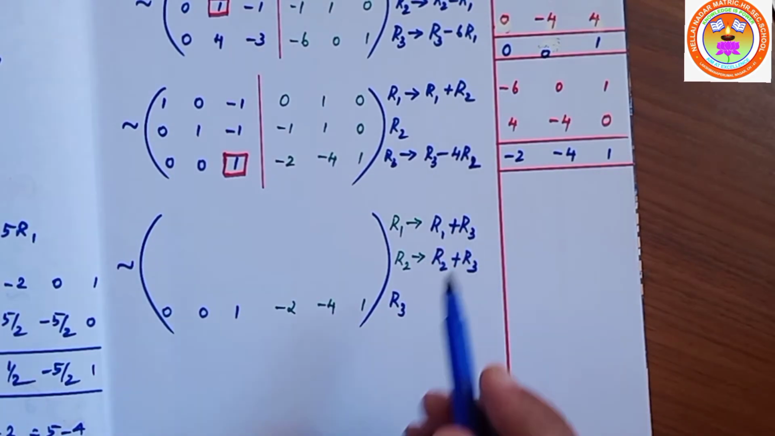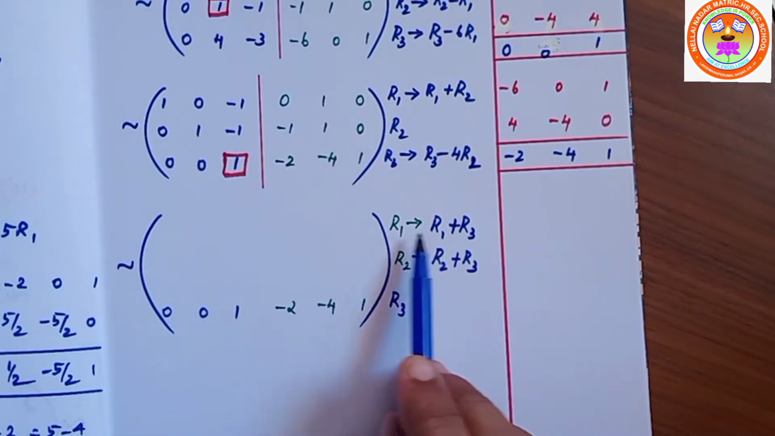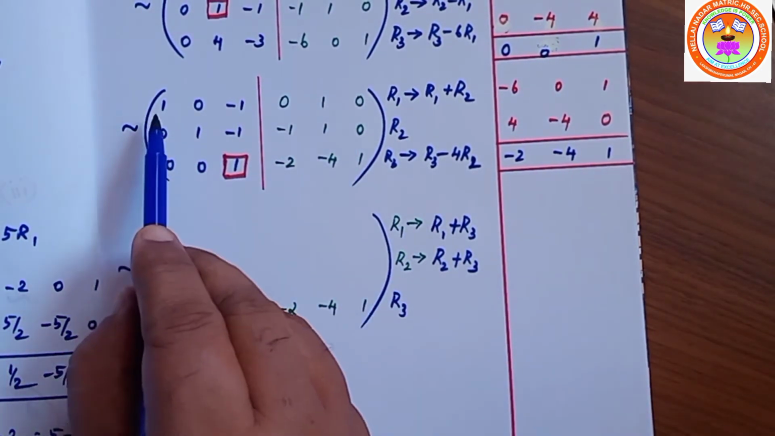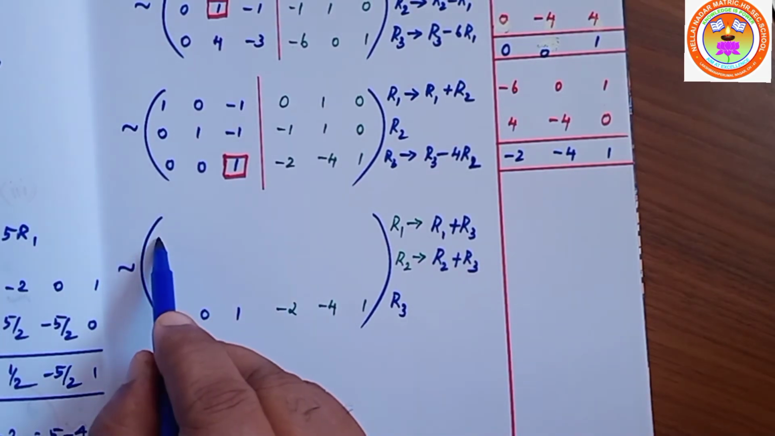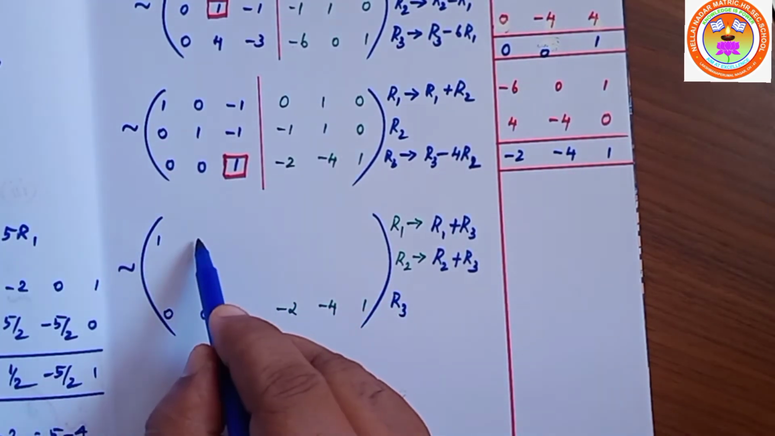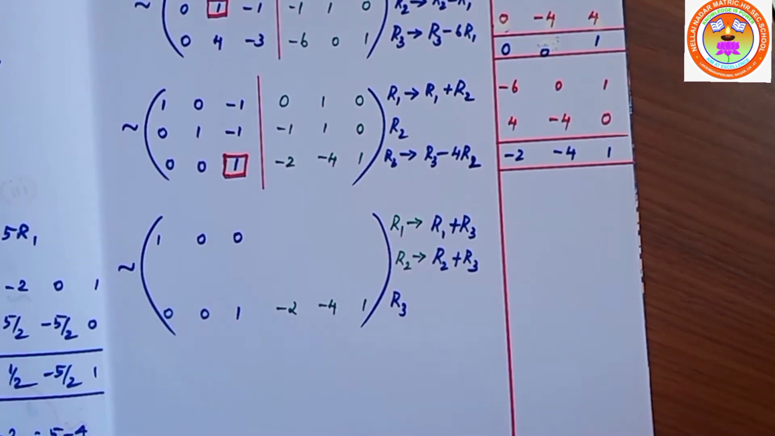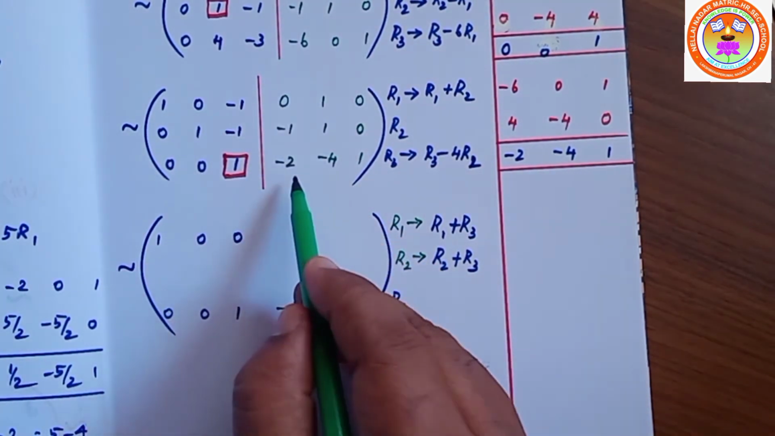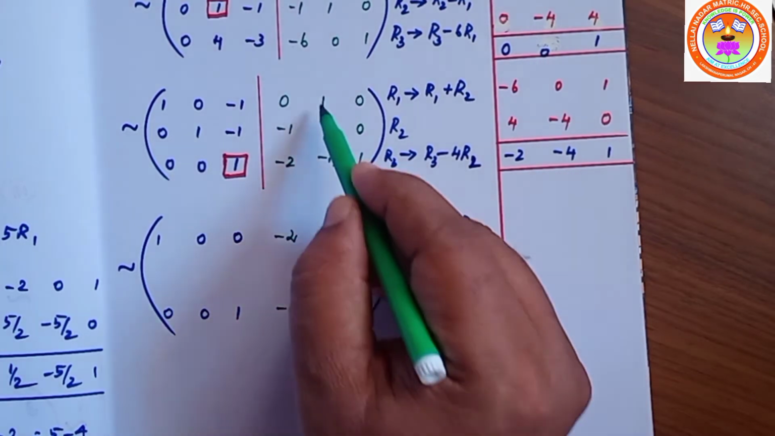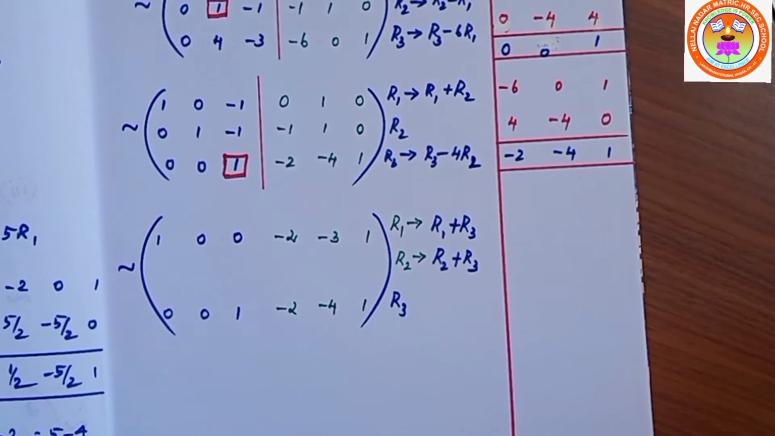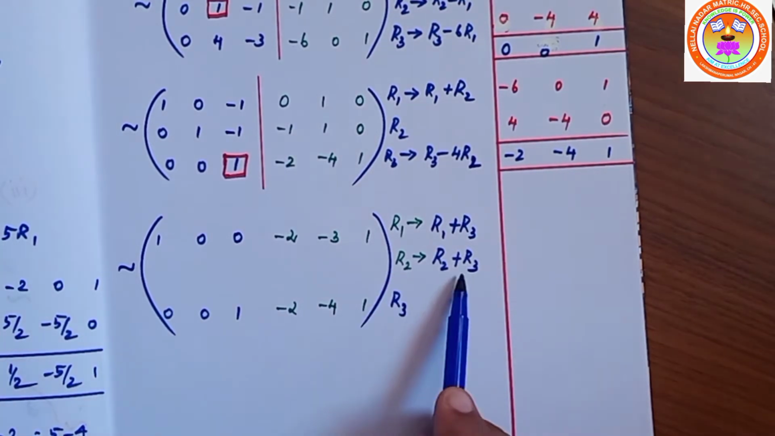Okay, listen. R1 plus R3. So 1 plus 0, 1. 0 plus 0, 0. Minus 1 plus 1, 0. Then 0 minus 2, minus 2. 1 minus 4, minus 3. 0 plus 1, 1. Next, R2 implies R2 plus R3.